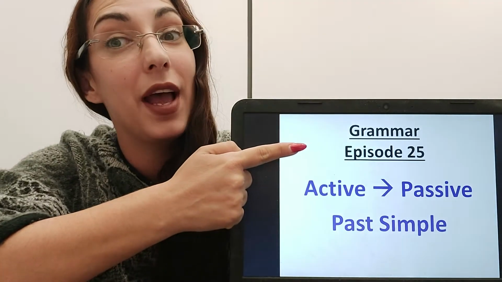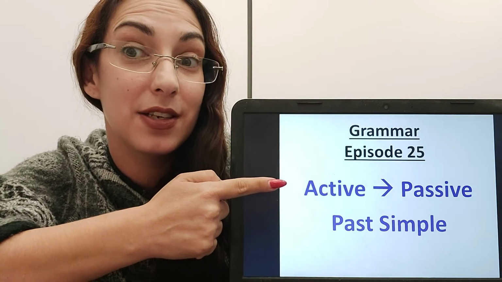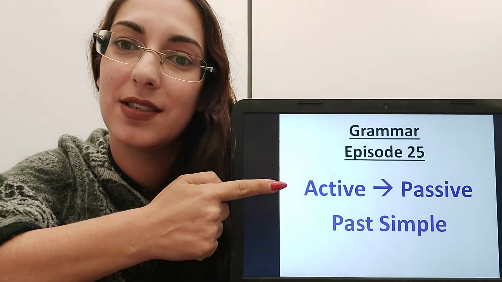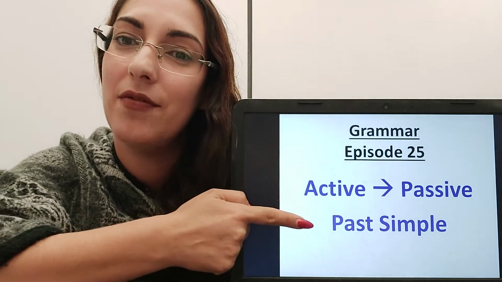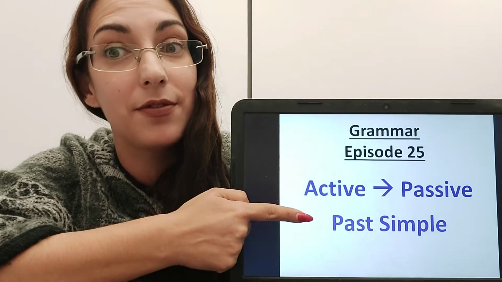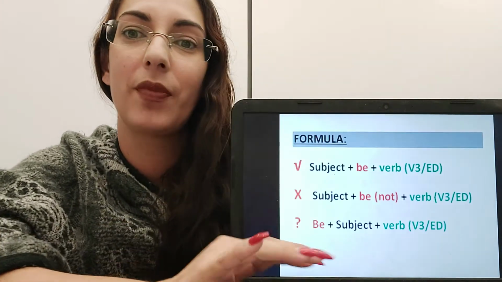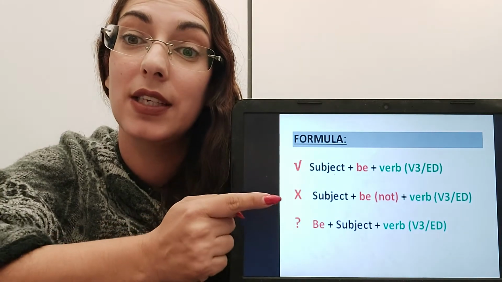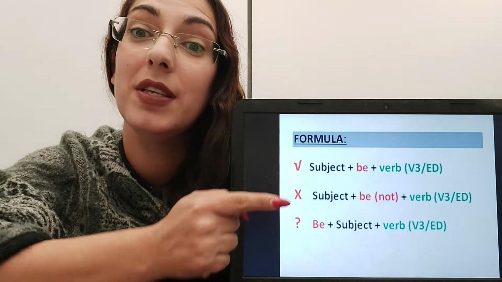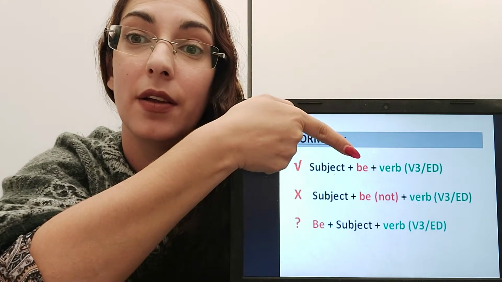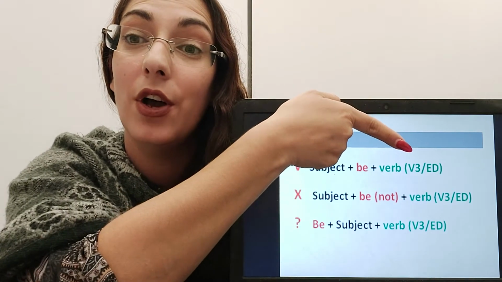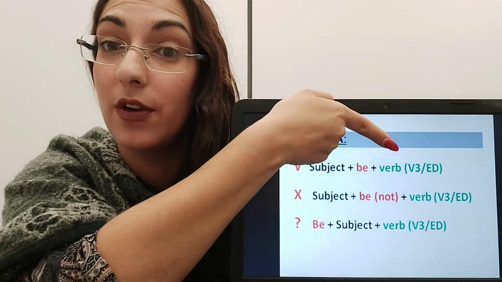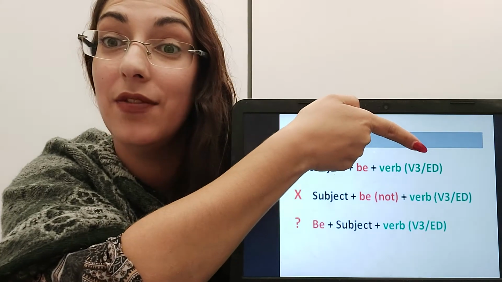Now today we're going to look at how to change from an active sentence in grammar to a passive sentence in grammar, and I'm going to put particular emphasis on the past simple form of passive. Let's have a look. Now first of all, the formula in positive, negative and question form always has the verb to be and a verb either in the third column of irregular verbs or ed if it's regular.